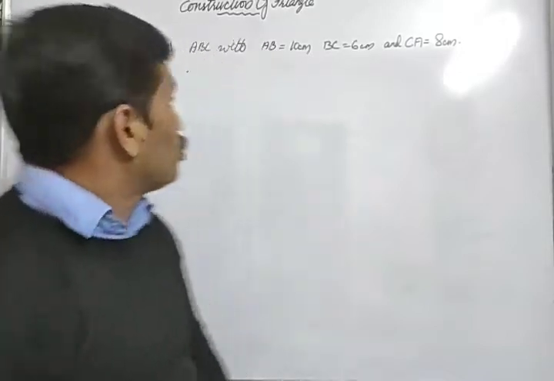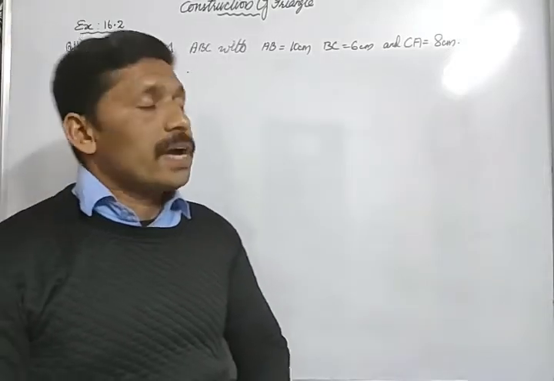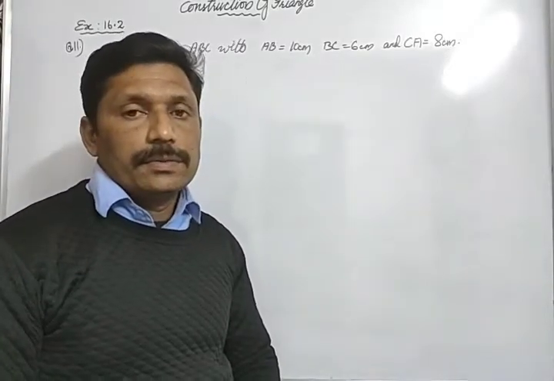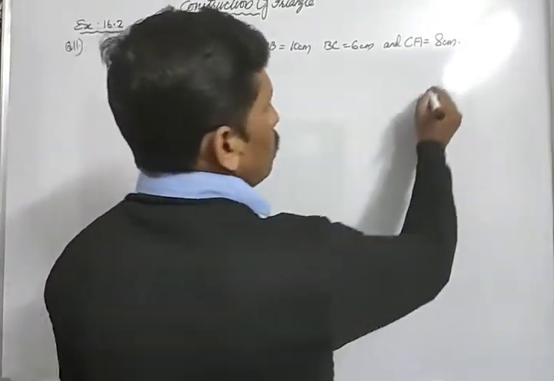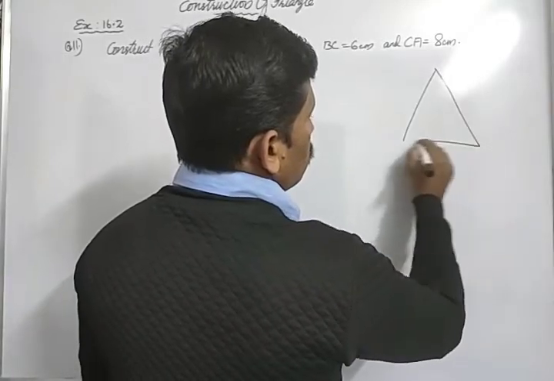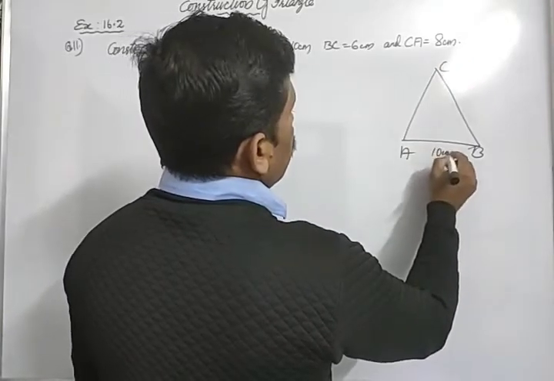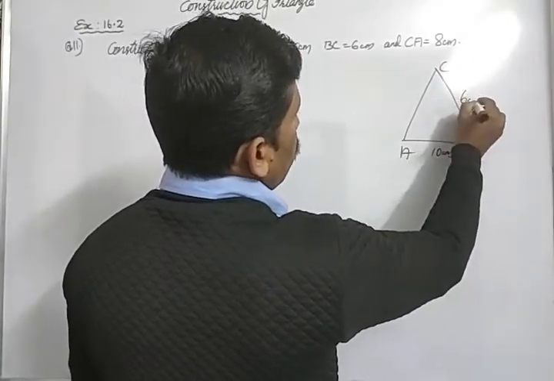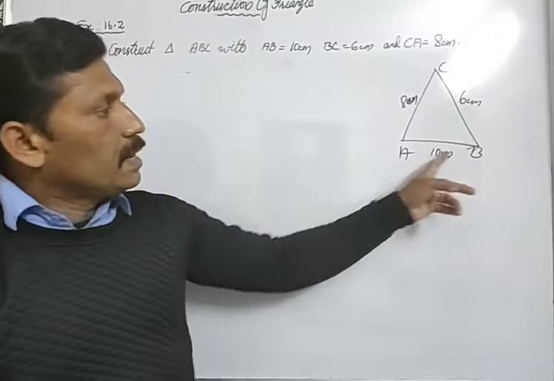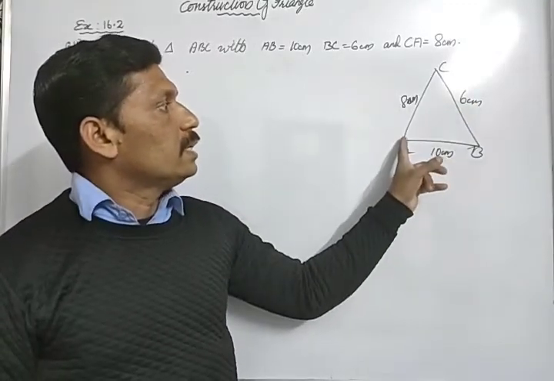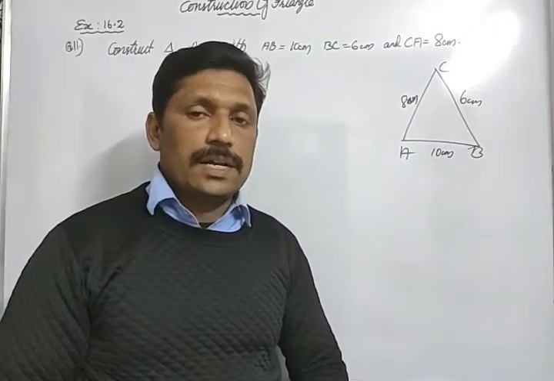Next question, second question. Construct triangle ABC with AB 10 cm, BC 6 cm and CA 8 cm. First of all, with this given measurement we make a rough diagram on one side so that we can easily understand which are the sides. A, B, C and AB 10 cm, BC 6 cm and CA 8 cm. So these are the given measurements. Three sides are given, means SSS condition.